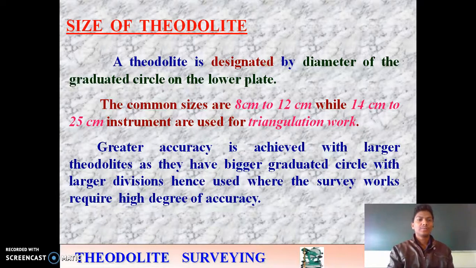Now, size of the theodolite. The theodolite is designated by the diameter of the graduated circle on the lower plate. The common sizes are 8 cm to 12 cm and 14 cm to 25 cm.